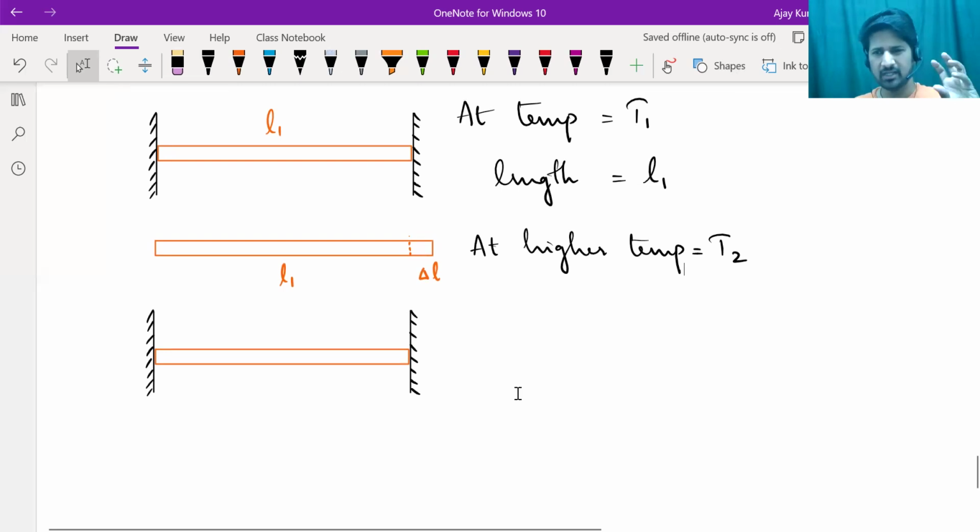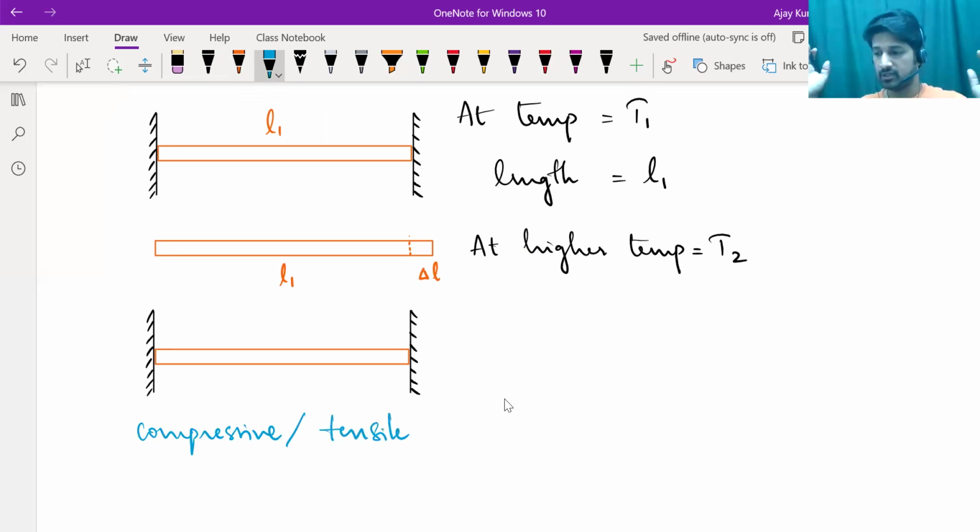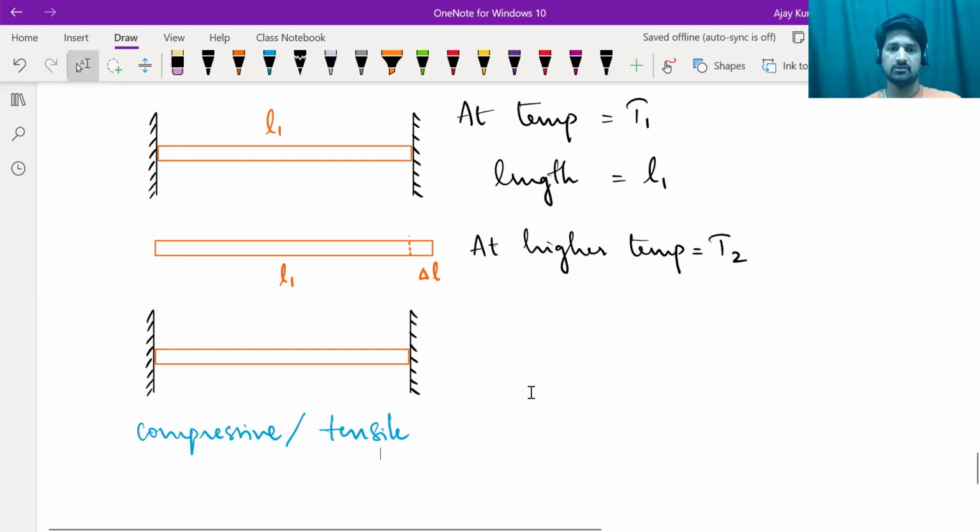So tell me, are we compressing the rod or stretching the rod? What kind of stress is developed in it? Compressive stress or tensile stress? If you stretch something, tensile stress will be developed. If you compress something, compressive stress will be developed. What kind of stress is developed now in this rod? You have raised its temperature, but you didn't allow it to expand.